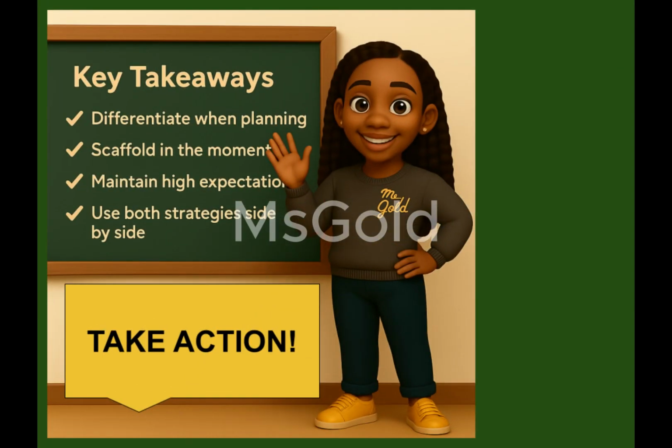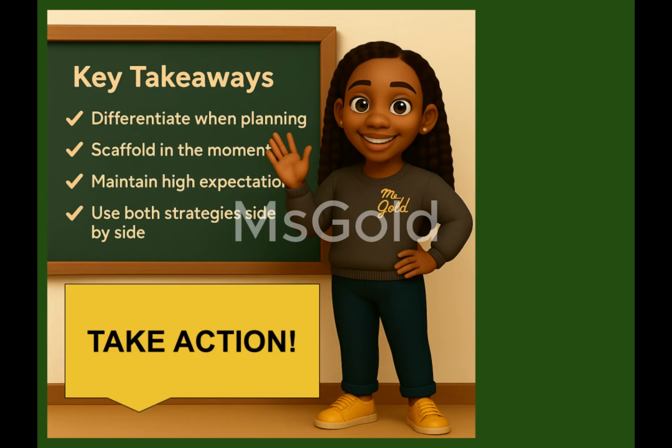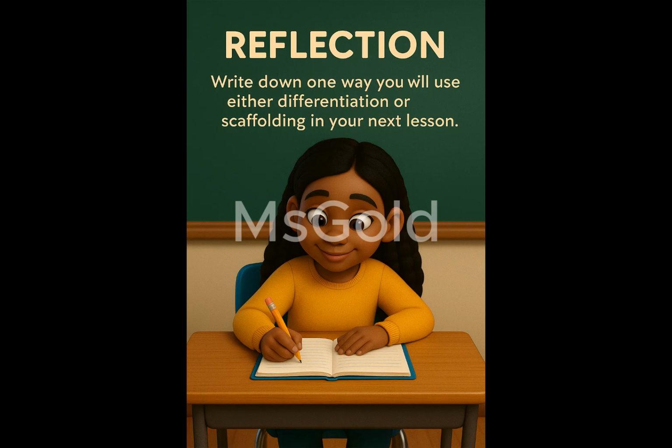So remember, we differentiate when planning. That means we think ahead. We scaffold in the moment. That means we adjust as needed. We keep expectations high. That means we provide access, not shortcuts. So we use both strategies regularly and they work best together. Now, write down one way you would use either differentiation or scaffolding in your next lesson.